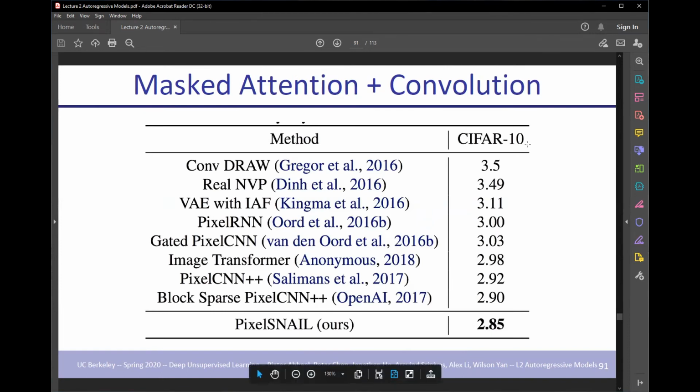And this is on CIFAR 10 as well. I forget whether the others were on MNIST or CIFAR 10 or what kind of images they were at, but at least this is an apples to apples comparison: Pixel CNN++ is at 2.92, we are down to 2.85. I assume this is test, although it doesn't say it clearly.